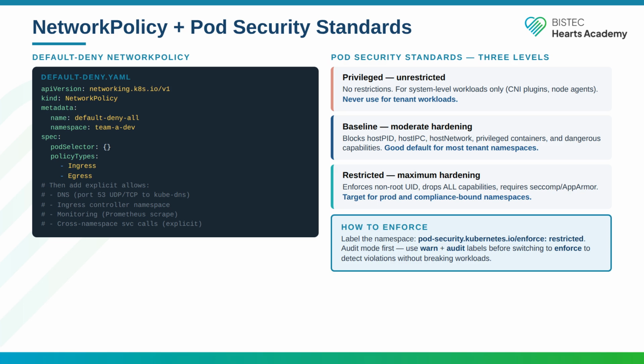Baseline blocks the obvious dangerous configurations: host PID, host IPC, host network, privileged containers, and dangerous Linux capabilities. Baseline is the correct default for tenant namespaces. Restricted is maximum hardening. Workloads must run as non-root, privilege escalation is blocked, seccomp is enforced, and all capabilities are dropped. Enforce a level by adding a label to the namespace.